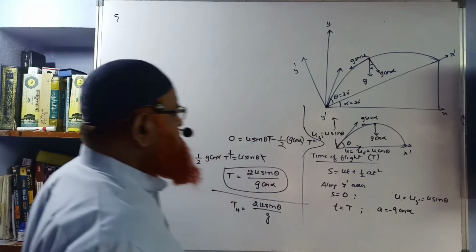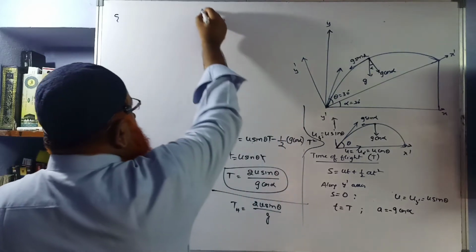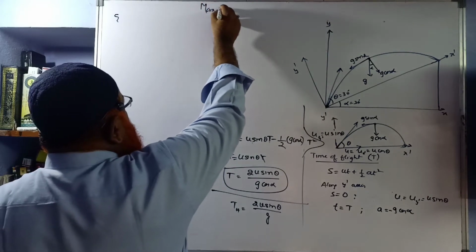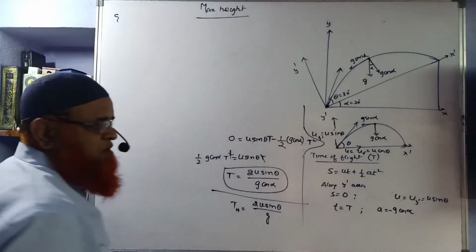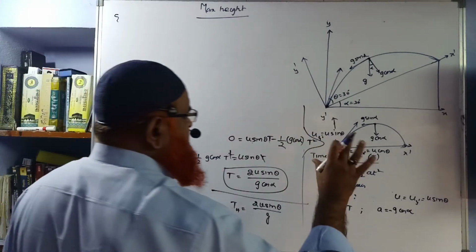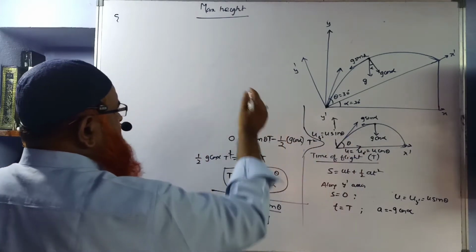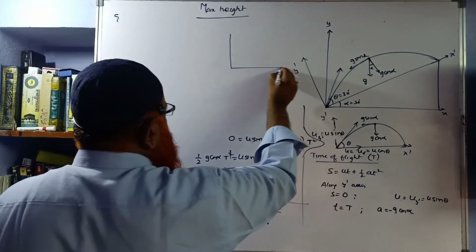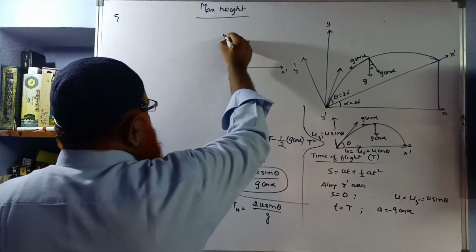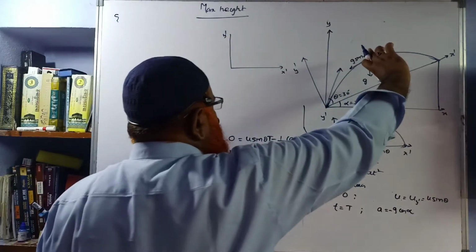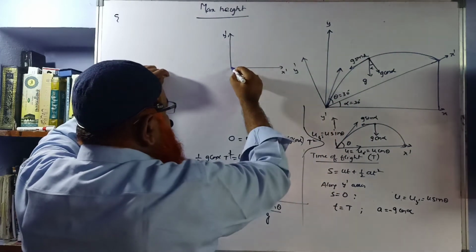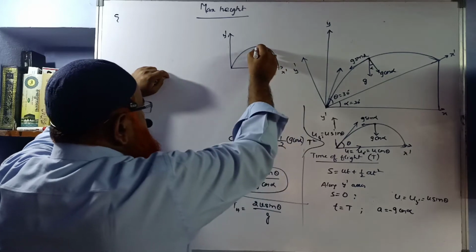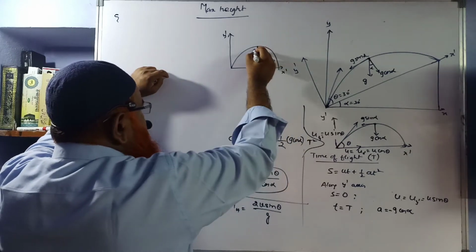Okay, so let us see what is going to happen now. How are you going to find out the maximum height now? If you want to find out the maximum height, it is very simple. Let me draw this diagram once again. This is x dash and this is y dash. This inclined plane diagram, I am making it straight so that our visualization becomes easier now. And this is going to be the maximum height here.